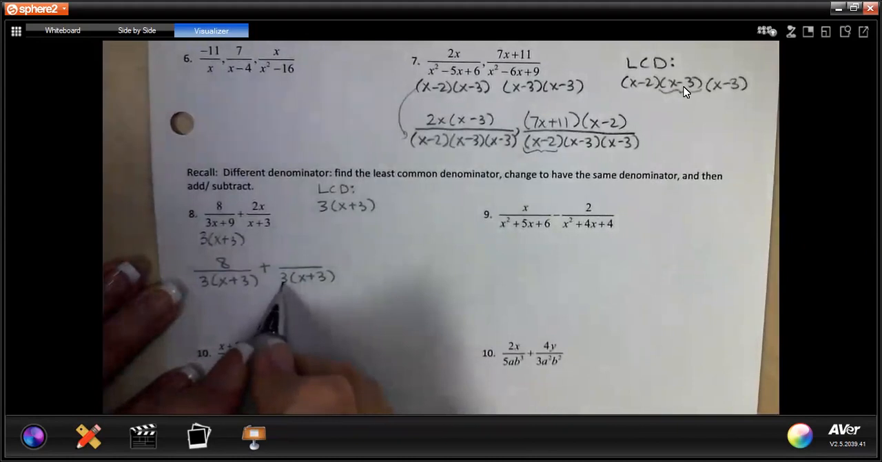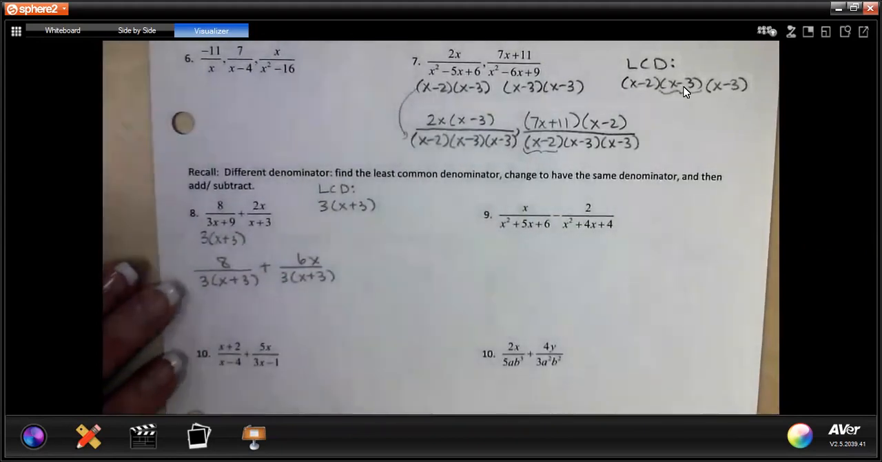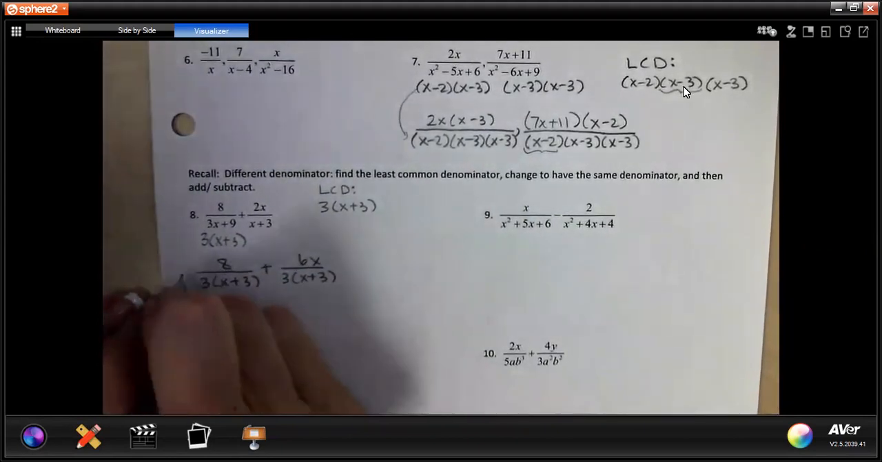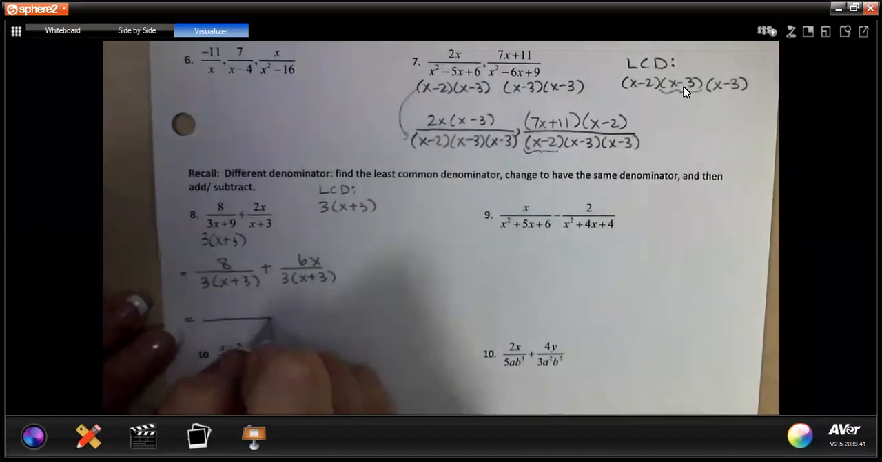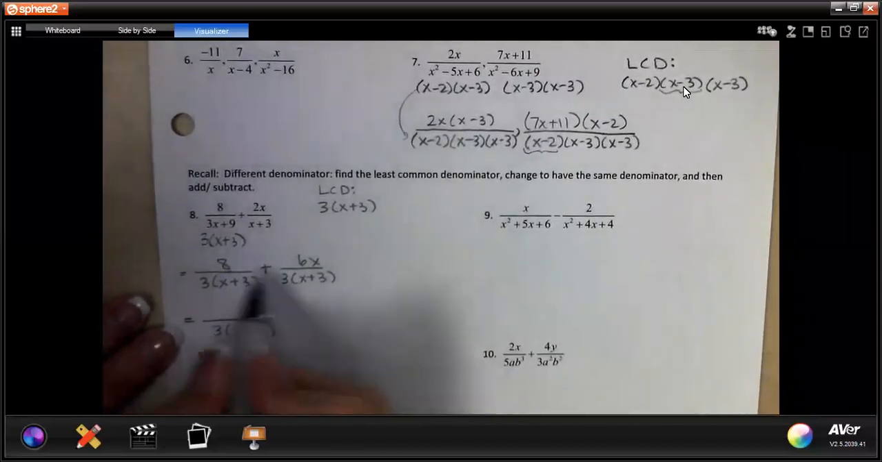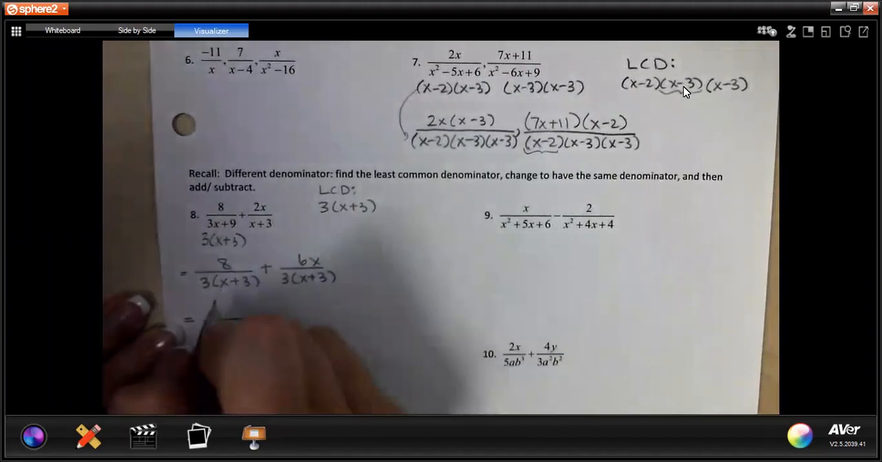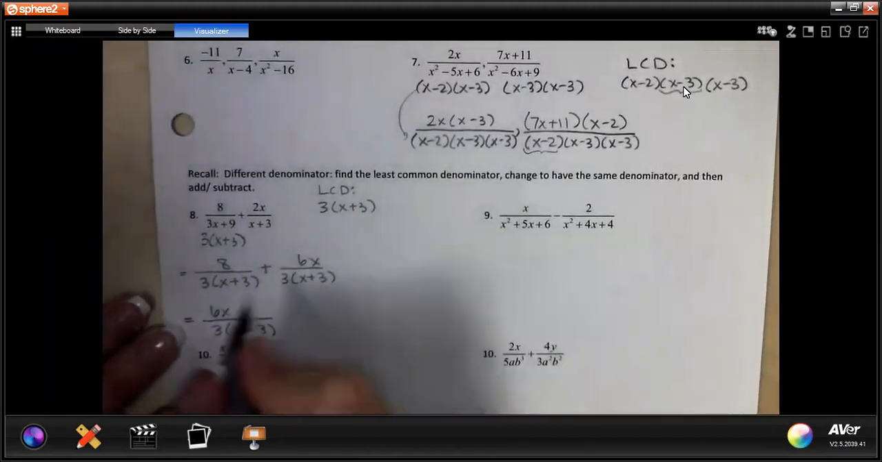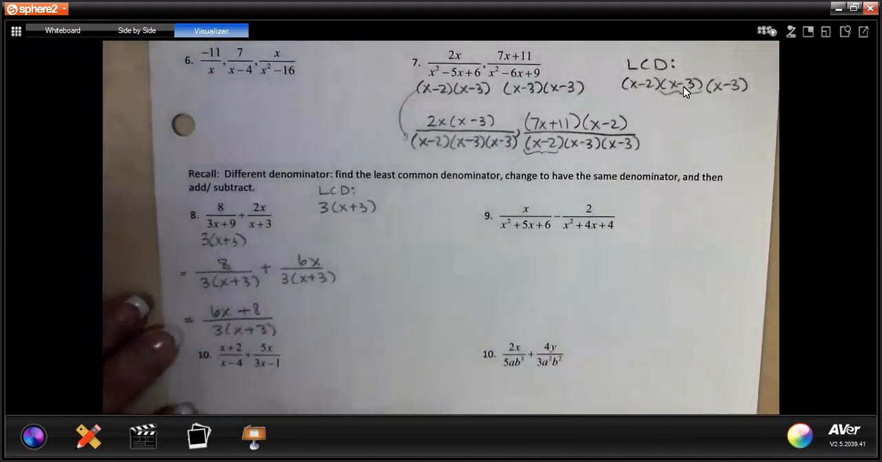I multiplied the bottom times 3, so I need to multiply the top times 3. So 2x times 3 gives us 6x. Now we said when we are adding fractions, we keep the denominator and we add the numerators. There's no x term here, so it'd be 0x plus 6x, which is 6x. And then there's no constant here, so 8 plus 0 is 8.